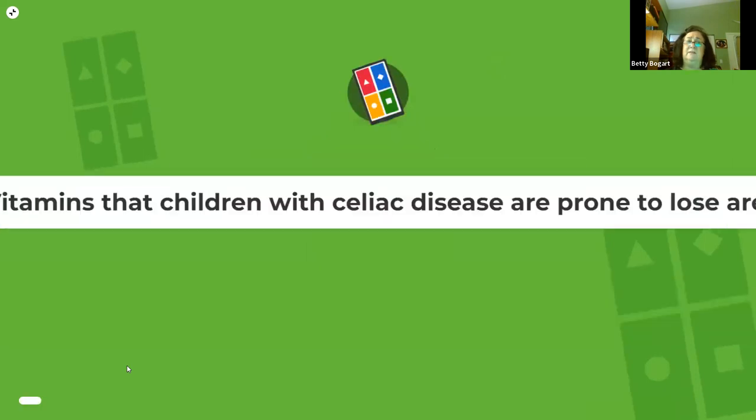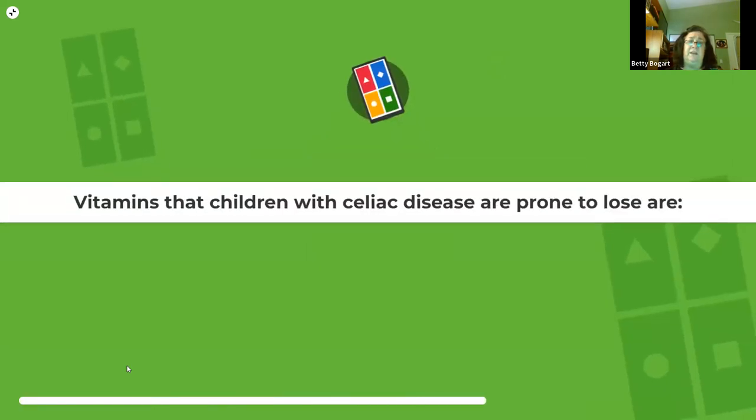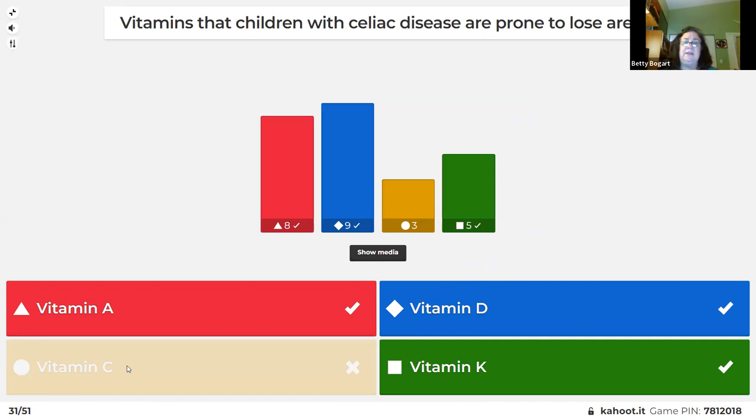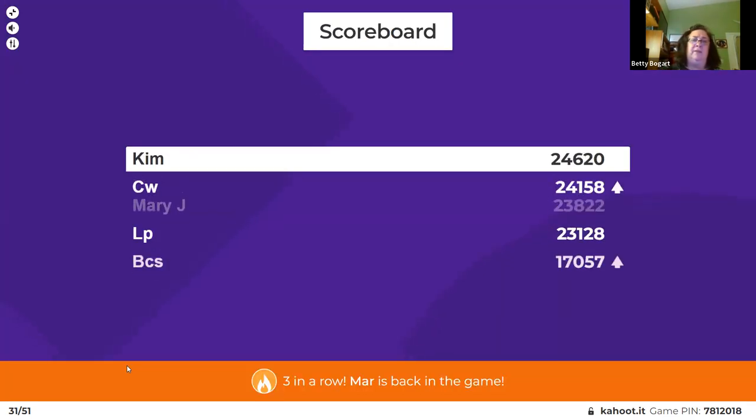A multi-select. Vitamins that children with celiac disease are prone to lose are? And that's A, D, and K, which means all of your fat soluble. Vitamin C is water soluble, so that one's fine.